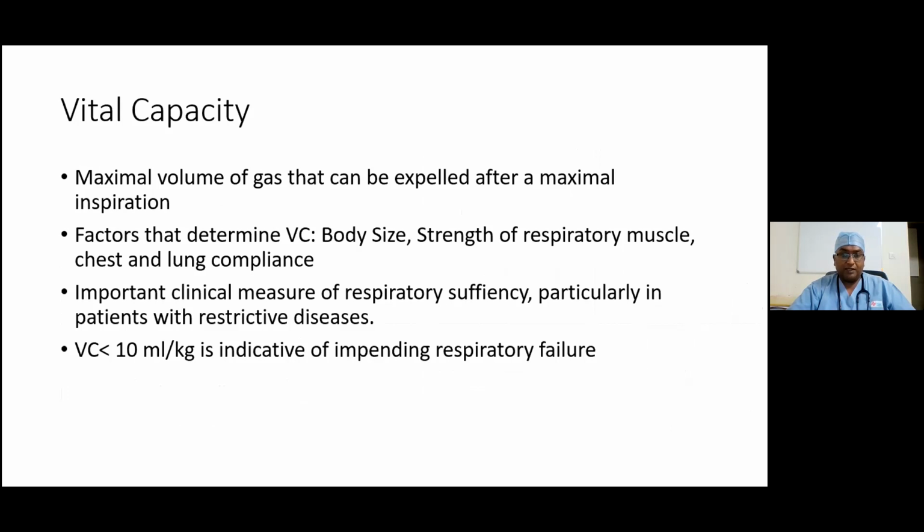Now, we'll discuss in detail vital capacity. Vital capacity is a maximum volume of gas that can be expelled after a maximal inspiration. The factors that determine vital capacity are body size, strength of respiratory muscle, chest and lung compliance. It is an important clinical measure of respiratory insufficiency, particularly in patients with restrictive disease. So vital capacity of less than 10 ml per kilogram is indicative of impending respiratory failure.